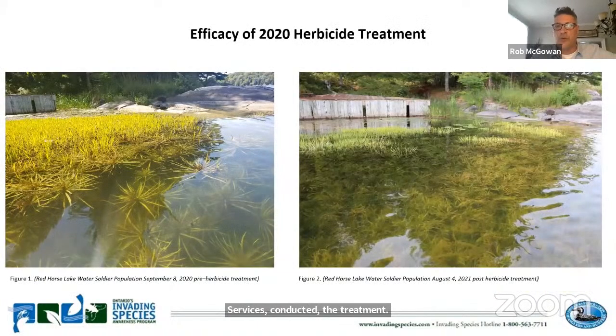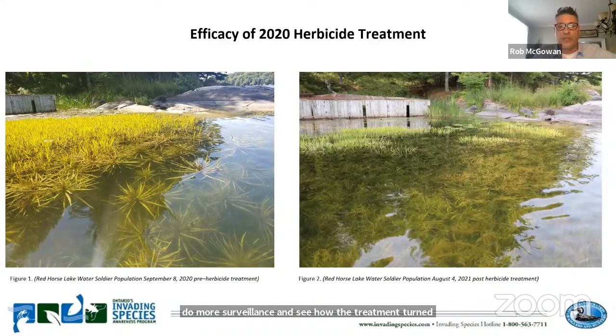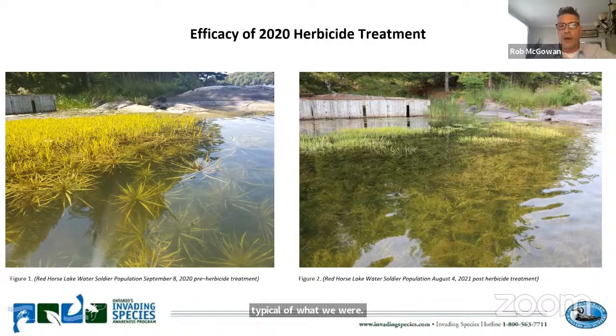And skip ahead to 2021, we revisited Red Horse Lake to do more surveillance and see how the treatment turned out, to see what the efficacy of the treatment was. You see on the left here the initial pictures taken in 2020, and on the right the 2021 post-herbicide pictures. It may not look like it, but there was less water soldier. And this is pretty typical of what we're used to after treating water soldier for one year. You see a bit of damage to the leaves of the plants, and the density isn't there like it is. It's usually after the second year we start to see some real changes in the population.